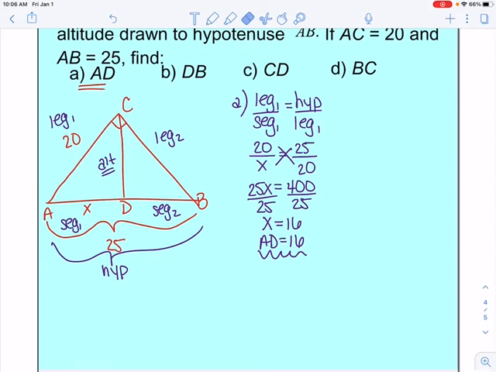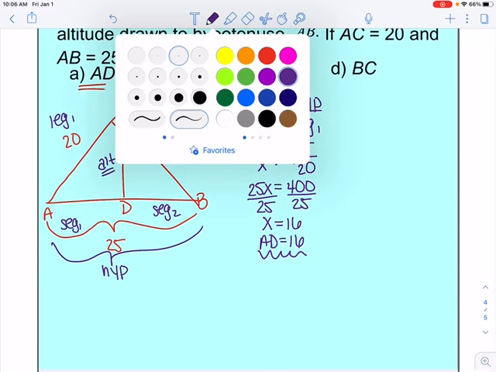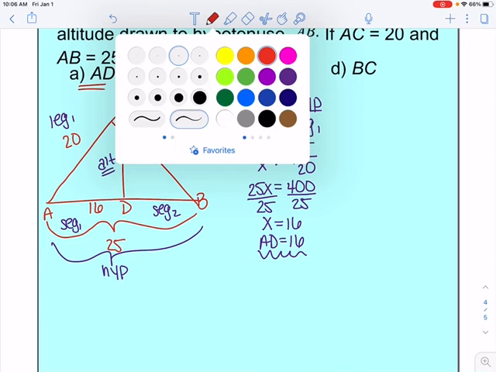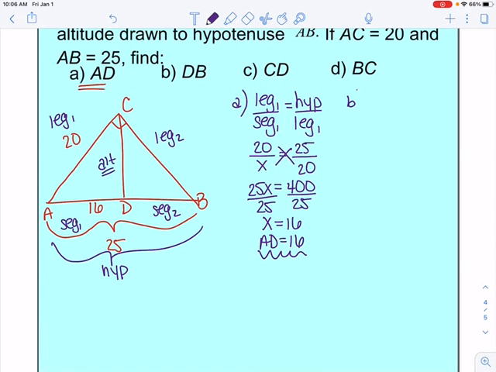Okay, so I'm going to go in and I'll erase the X, change my color since I just found it. So now that is 16. All right, so now let's do part B. Okay, so we did A. Now I need part B.